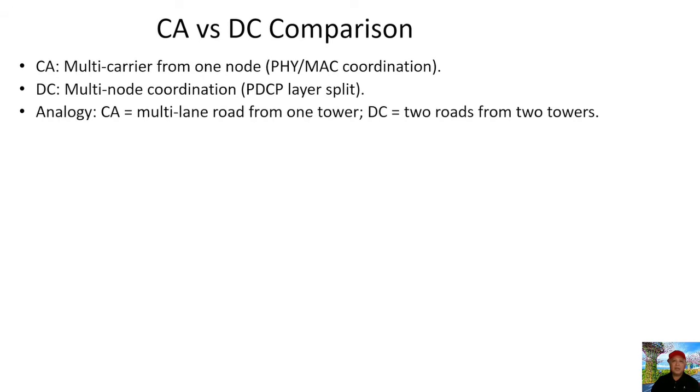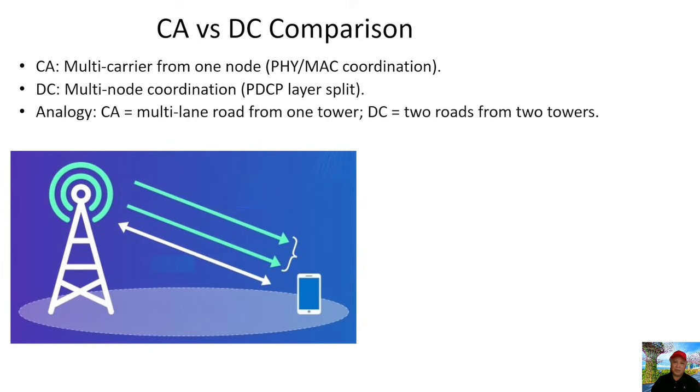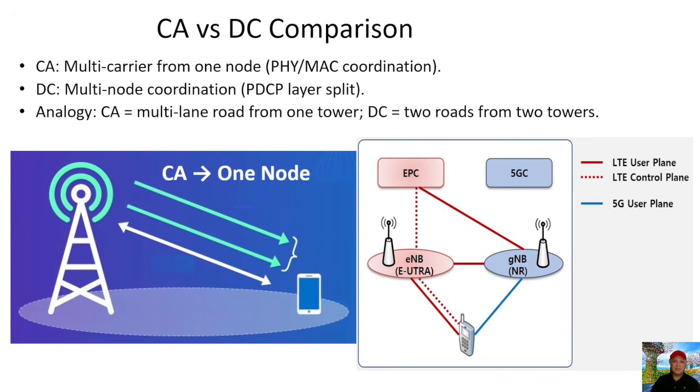Although both carrier aggregation and dual connectivity combine resources, their mechanisms differ. CA aggregates multiple carriers managed by one node, with tight physical and MAC layer coordination. DC connects to separate nodes coordinated at the PDCP layer. Think of CA as multiple lanes from one tower, and DC as two roads from two towers converging at your phone.